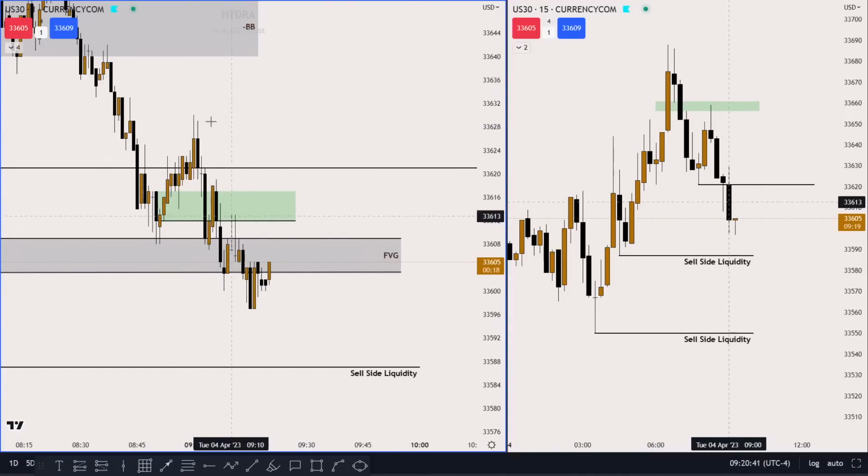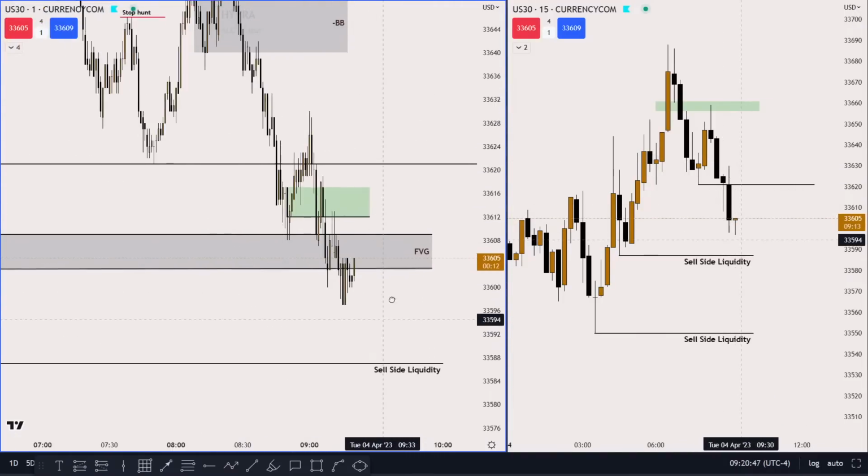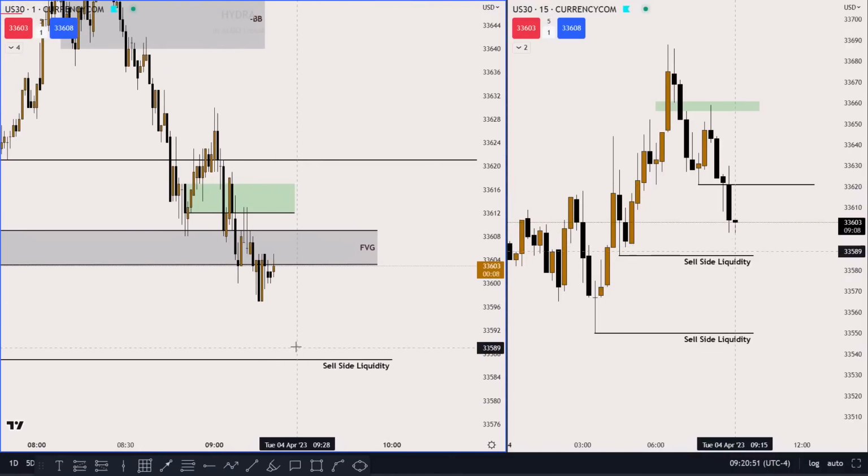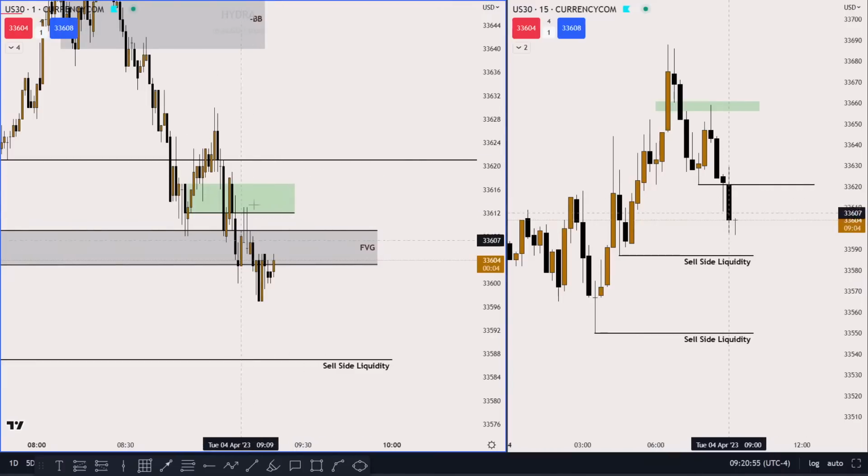Any move with speed? No, it was manipulating, it was chopping around. Like, we have a target, we can see our target, but we do not trade in between this time. We build our experience, we do tape reading in between these times when we want to avoid trading.